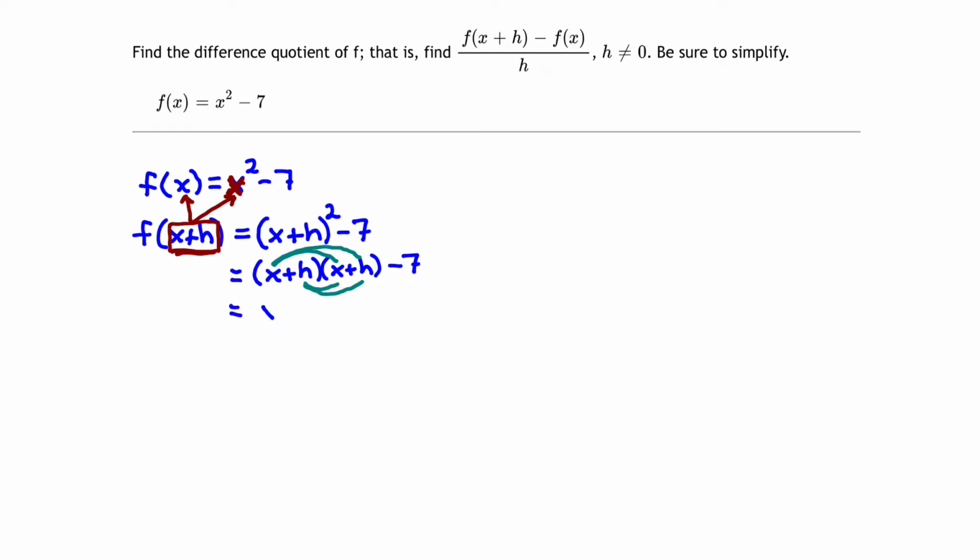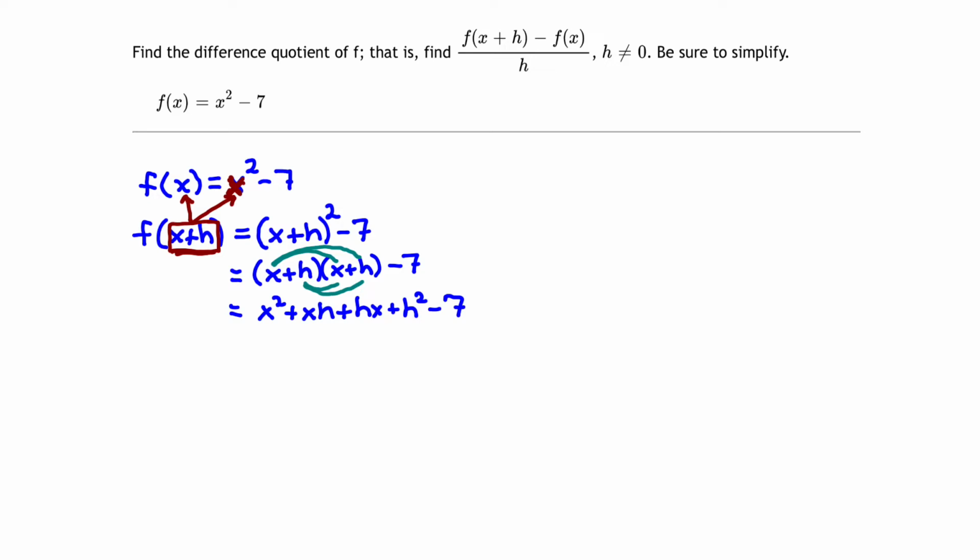So let's go about that process right now. X times x is x to the second power, or x squared. X times h is plus xh. H times x is plus hx. And h times h is h to the second power, or h squared. Carrying down that minus 7 at the end.